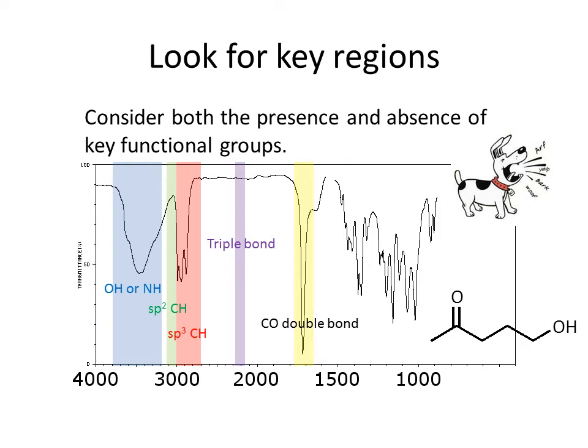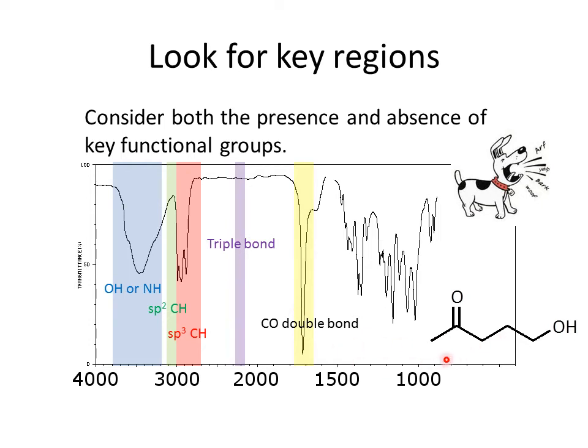So, for instance, in this picture, I see the infrared spectrum of, what is this? 5-hydroxy 2-pentanone. And you'll notice in this molecule, I have an OH, and I see a signal here. I don't have any sp2 CHs, and I don't see any signal here. I do have sp3 CHs on these positions, and I see signals here. I do not have any triple bond. I don't see a signal here, but I do have a CO double bond, and I see a signal here.